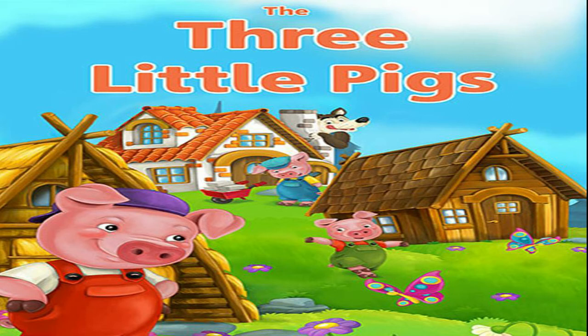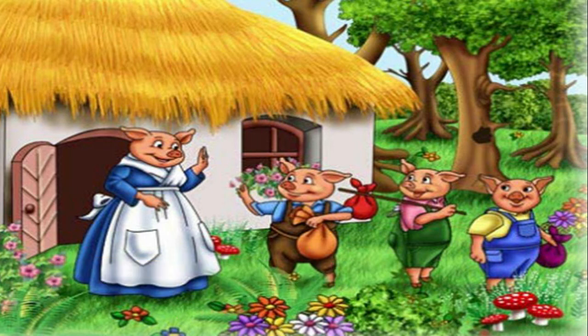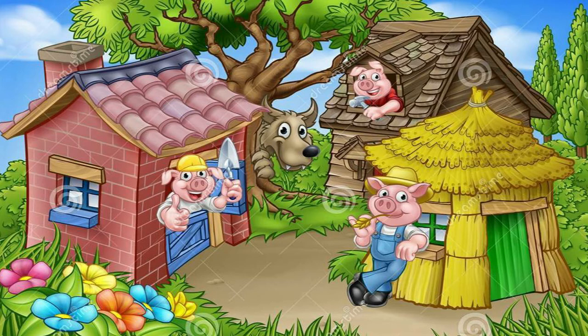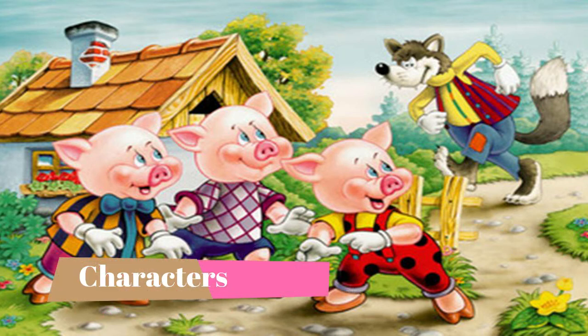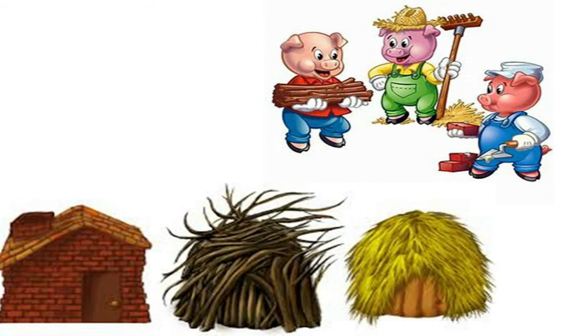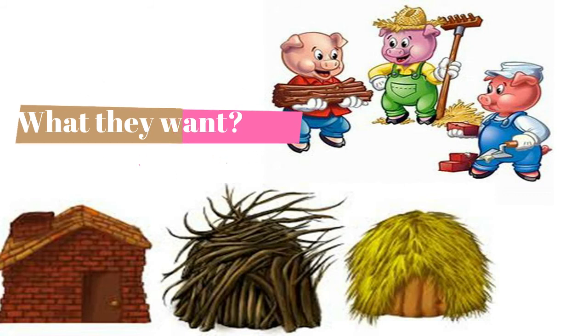First, the settings. We can say the setting was in the jungle or a village. And it was also in the houses of the three little pigs. And the main characters are the three little pigs and the big bad wolf. So, what did the pigs want? They wanted to go out in the world and build their own house. This is the beginning of the story.